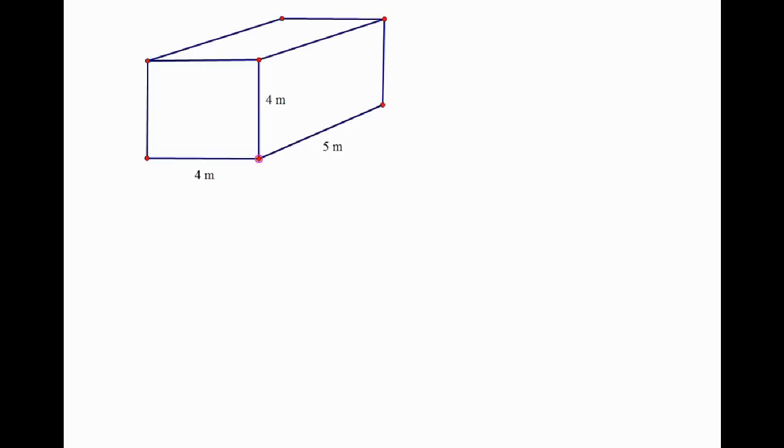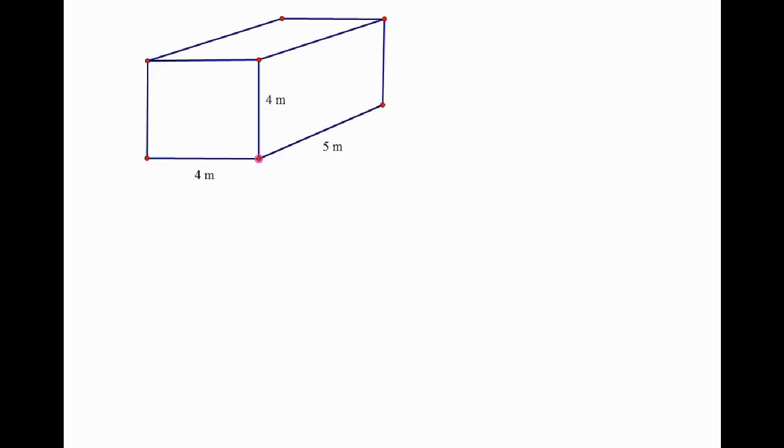So let's try another rectangular prism. Here I've drawn one where the length, the width, and the height are in meters. If we're asked to calculate the volume, we are being asked to measure the size of a three-dimensional shape, so it will always be in units to the power of 3.